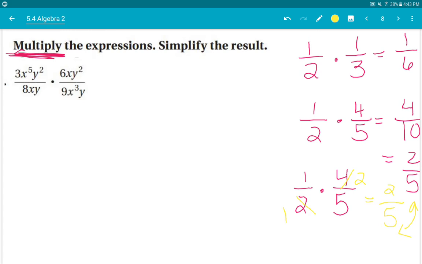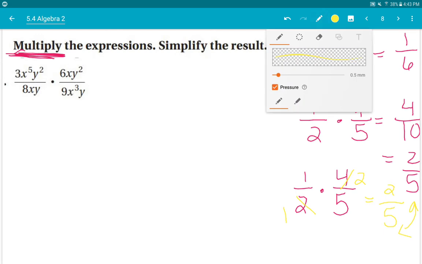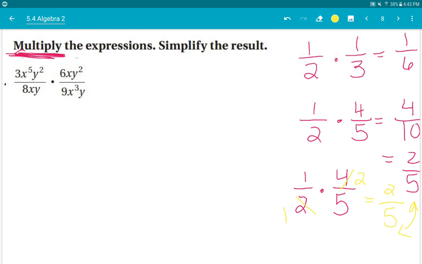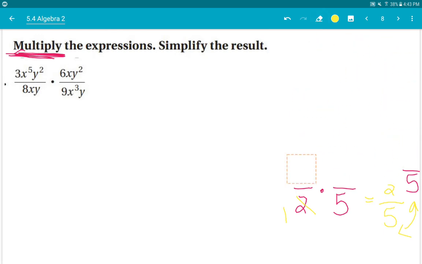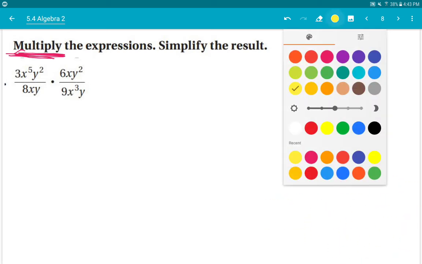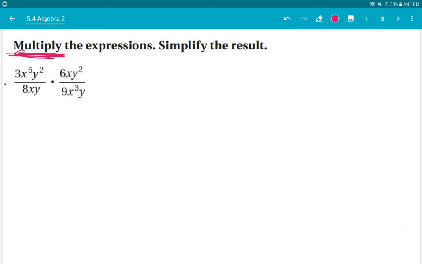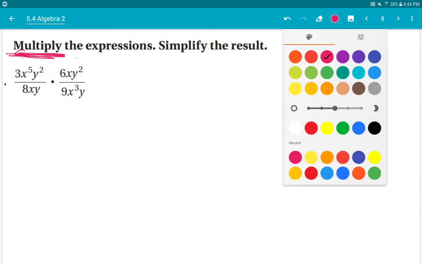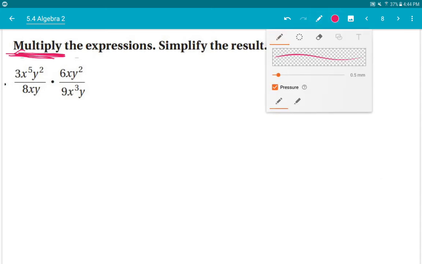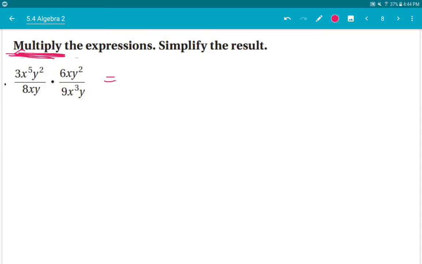Okay, now the one we have here we can actually do with no problem by multiplying across. So let's go ahead and just erase this here. If you need that, just pause the video, rewind it, and you can grab that information. Okay, so multiply the expression. So let's multiply straight across. Let's get a pencil out. All right, so multiply straight across.